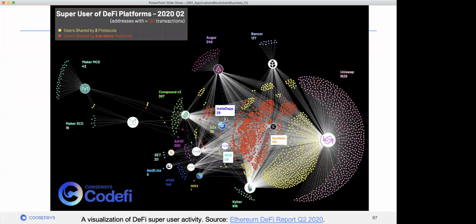And this is a diagram which I stole or borrowed from the Consensus DeFi report. This is showing the number of entities that have got more than 100 transactions on DeFi platforms. The yellow ones are for users that deal with more than 2 exchanges, and then red is when you're dealing with more than 3 and involved in more than 3 different types of platforms. It also shows you the range of different platforms that are out there.